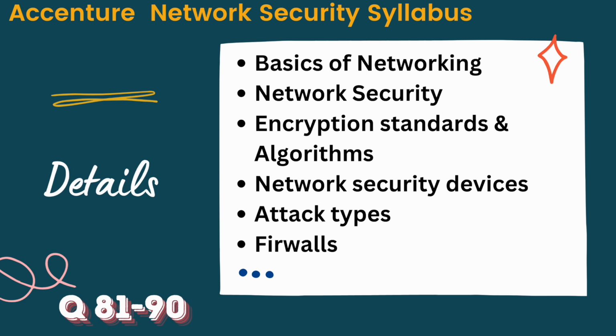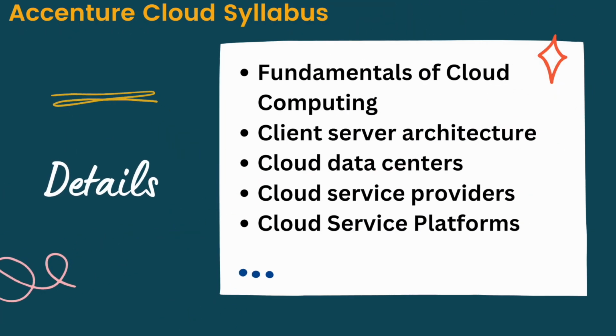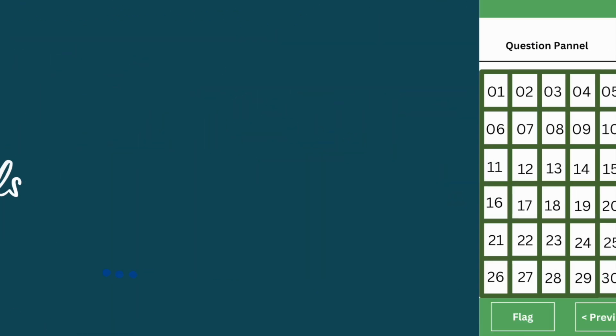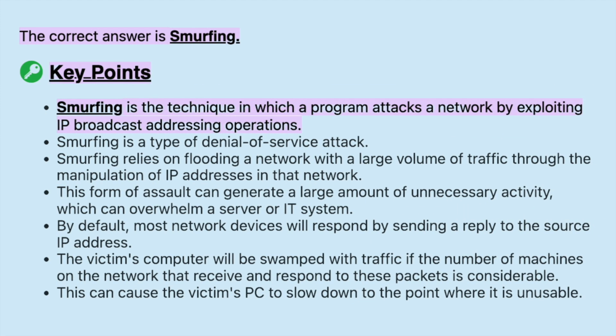And the last 10 questions out of 90 you are going to see from the network security and cloud syllabus. From this you will be getting 10 theory questions. Simple questions only, again theory questions, very easy, you can easily crack. A technique in which a program attacks a network by exploiting IP broadcast addressing operation is. What is this technique called? Basically this technique is called smurfing. So you can just mark the answer as smurfing.